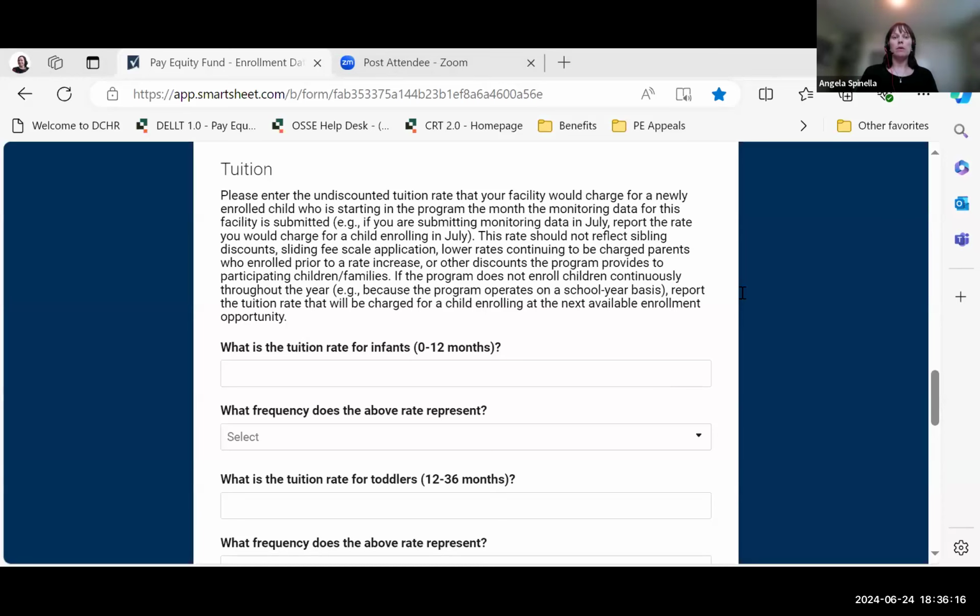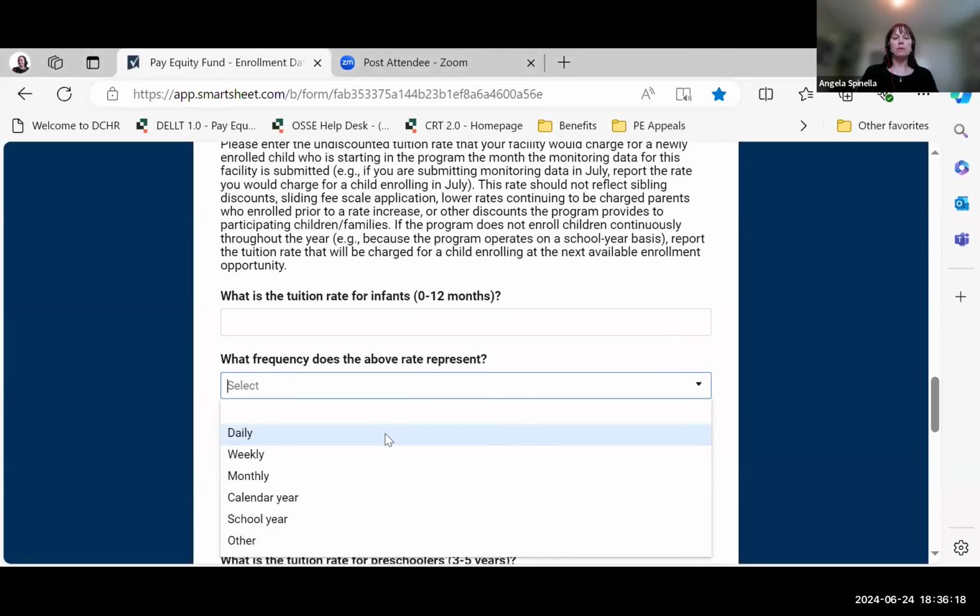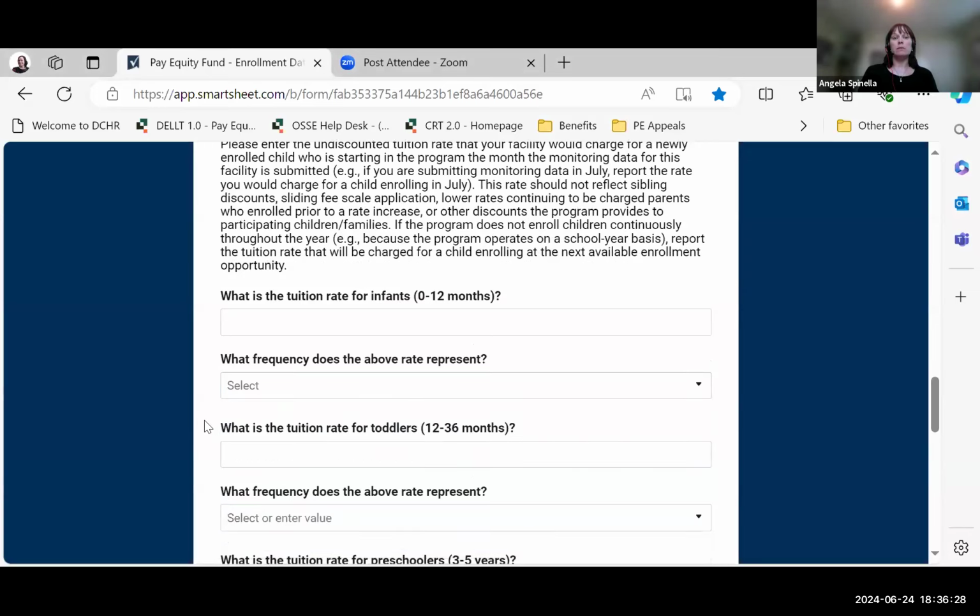For example, we have daily, weekly, monthly, calendar year, school year, and other for those facilities that do not fall within the other specified frequencies. You will want to choose based on your facility and what you typically charge families for tuition. Complete each box that is relevant to your facility.